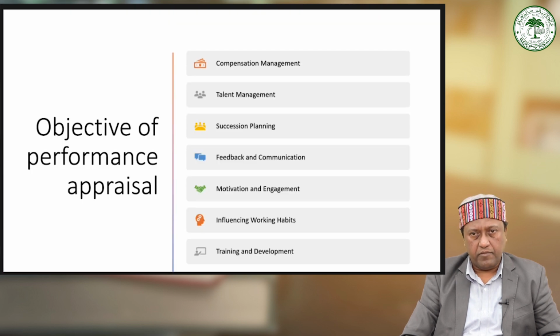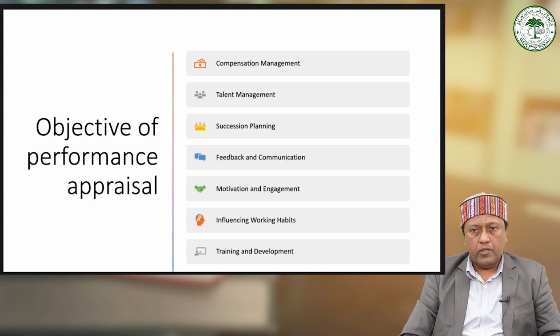Coming to the basic objective of performance appraisal, the primary objective of performance appraisal is to recognize and reward employees who demonstrate efficiency, honesty, and effectiveness in their roles within the organization. It also serves the purpose of identifying and addressing any inefficiencies or shortcomings in employees' performance, ensuring that those who are unable or unwilling to fulfill their responsibilities are appropriately managed or removed from their positions.